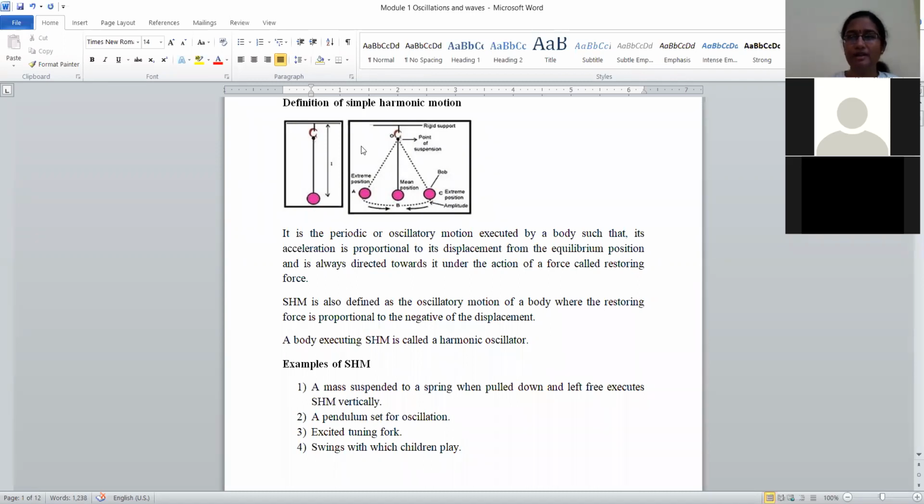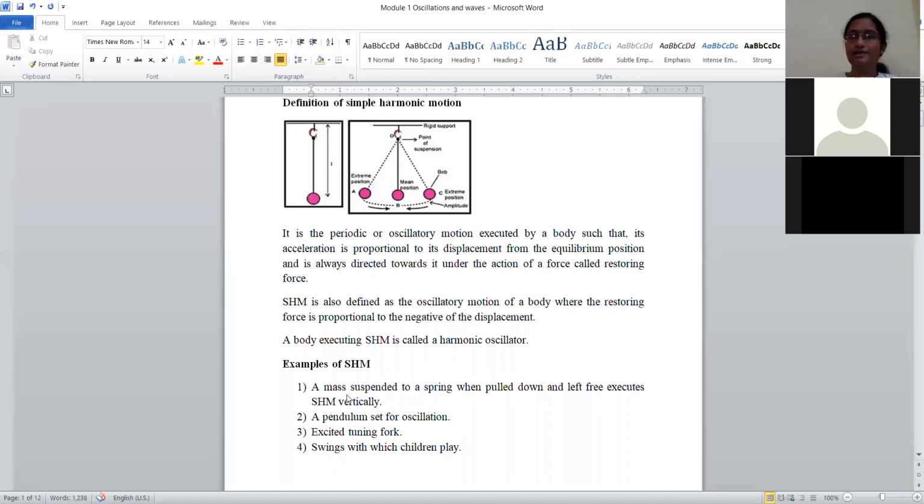So if we take a spring and put some mass and pull the mass vertically downwards. So this is a spring. To the spring we have tied a mass, and when we pull it, it executes oscillation in this vertical direction. This is also an example of simple harmonic motion.